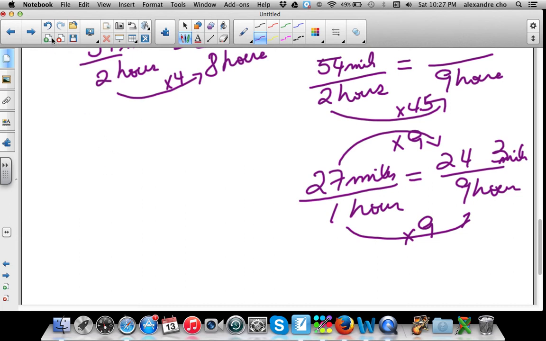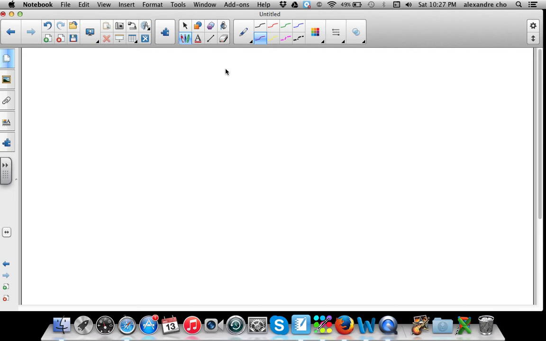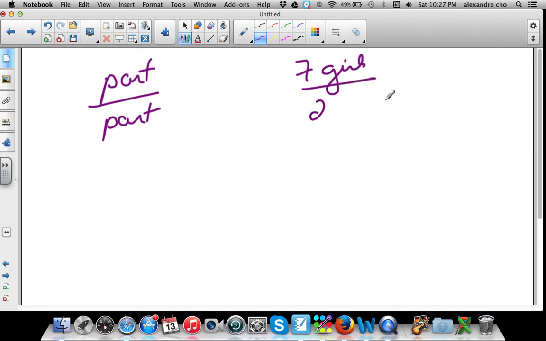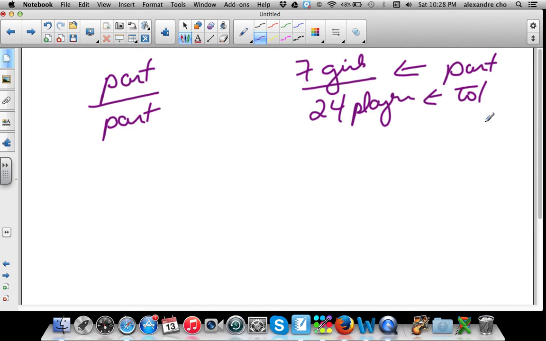Number 8. Try another page. Number 8. A football team has 24 players. 7 of them are girls. You want a part-to-part ratio. If you went ahead and did 7 girls and 24 players, that's incorrect, because the 7 girls are definitely part of the team, but the 24 players here, it's the total number of players. So if you did 7 to 24, that is the incorrect ratio.